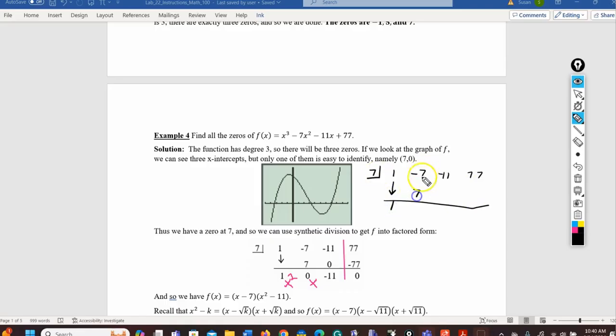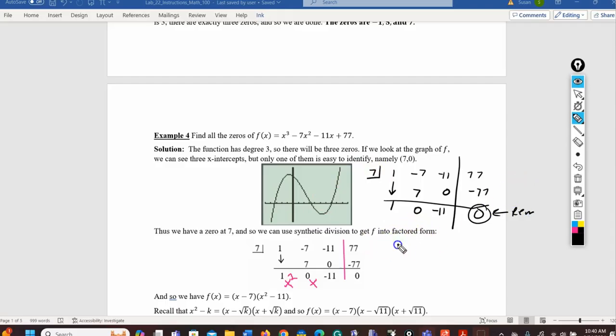One times 7 is 7, and when I add, I get 0. 0 times the number in the box is 0. When I add, I get -11. And -11 times 7 is -77, and when I add, I get 0. There's your remainder, which means the number in the box is a 0. x minus the number in the box is a factor.